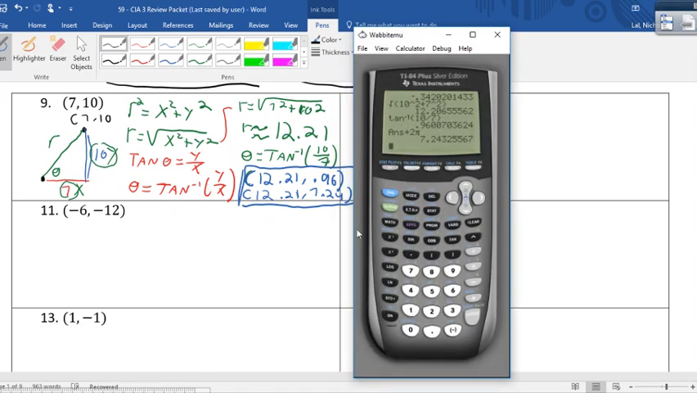So in our calculator, we will do the square root of, let's keep this in parentheses, negative 13 squared plus 4 squared.